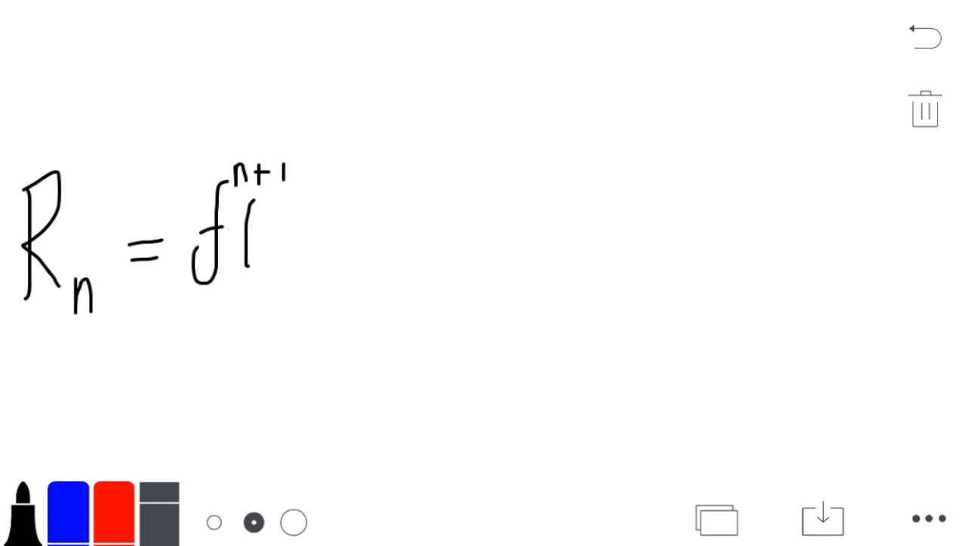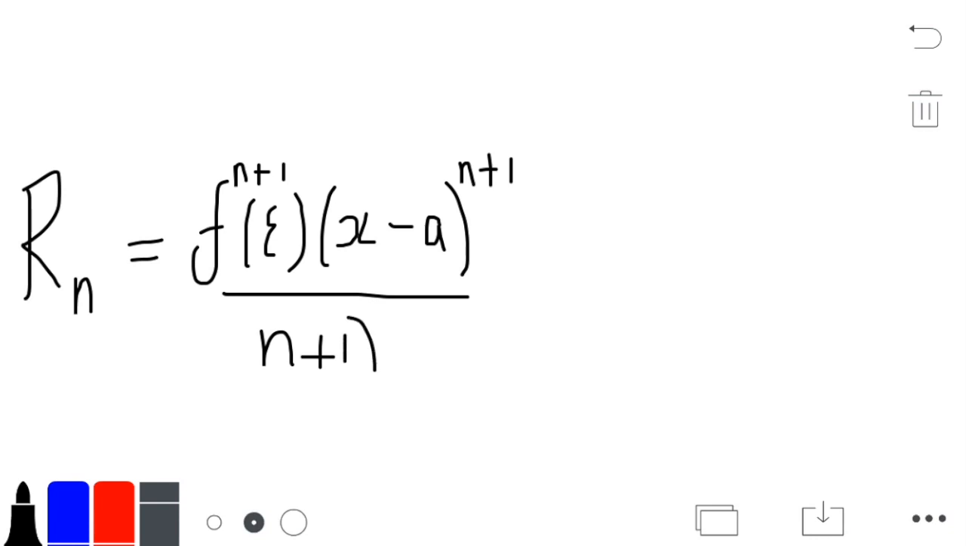Well, you can base this on our remainder function. That is, your remainder function at nth order for an nth order Taylor series expansion is equal to the function value n plus 1 of chi multiplied by x minus some constant a divided by n plus 1 factorial.